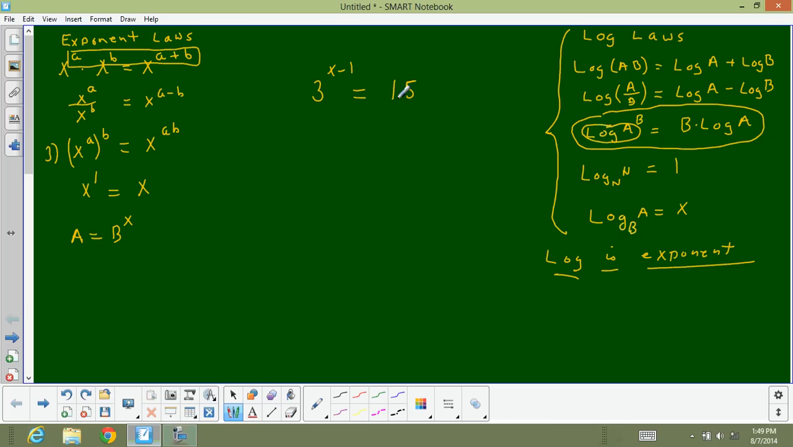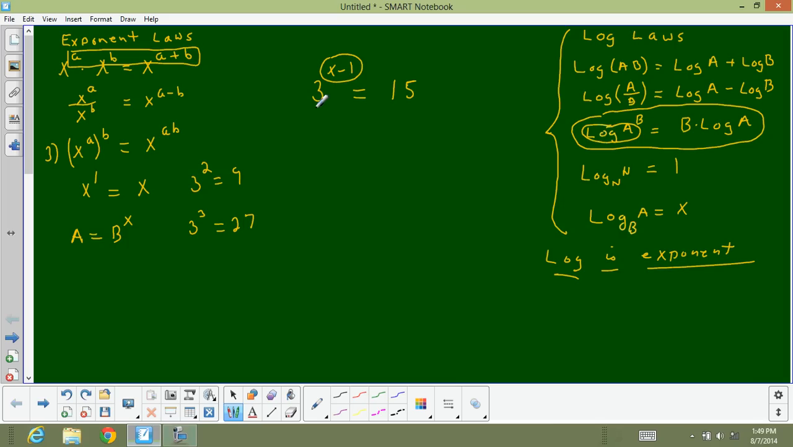Okay. Now again, have your numeracy kick in right here, right? Think about this. 3 to some power is 15. Well, you know 3 squared is 9, right? And 3 cubed would be 27. So this x minus 1 right here has to be between 2 and 3. All right? So you want to develop that sense of the size your answer needs to be. With practice, it's not too difficult.